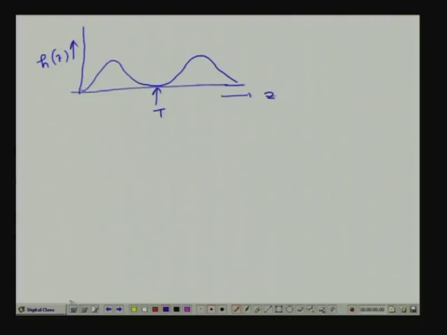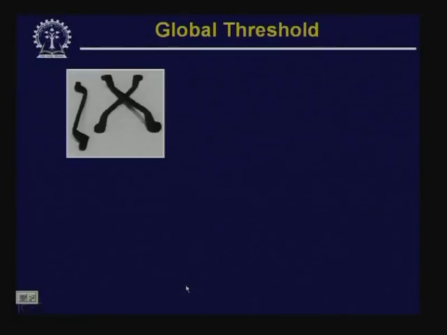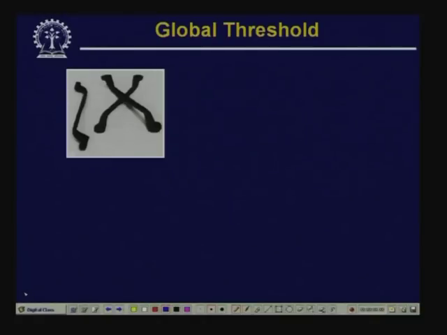Now, I will show you one particular result. Say for example, in this particular case, here you find that we have an image where the objects are dark, whereas the background is bright. So, naturally, in this case, I will have a histogram which will be a bimodal histogram. The nature of the histogram will be like this.